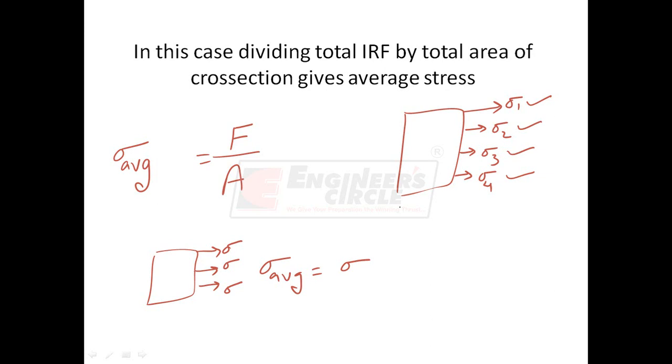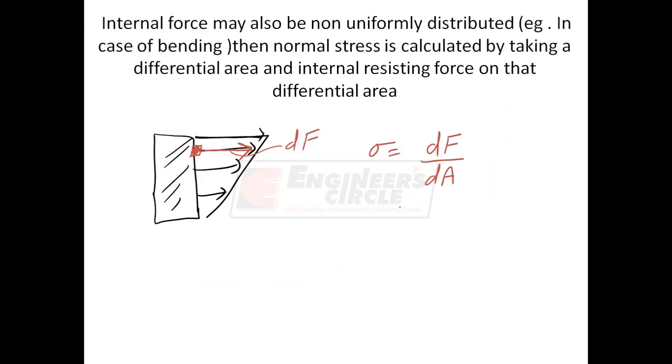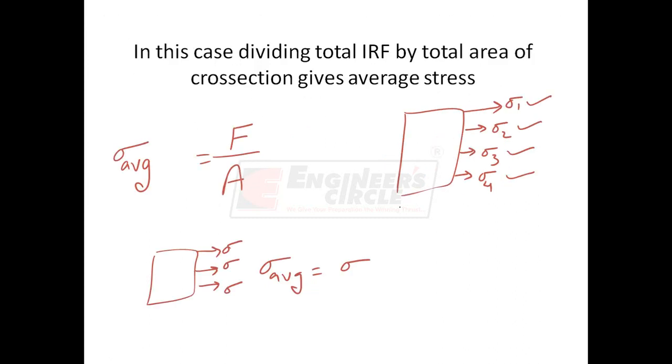If the distribution is uniform on the cross section, you can directly write stress as total force upon total area. If the distribution of internal force is non-uniform on the cross section, then you need to consider a differential area, and stress on that area can be written as differential force acting on that area divided by that differential area, as we have seen here. Differential force on this differential area, then the stress is dF by dA, and the average in this case can be written as total force upon total area.